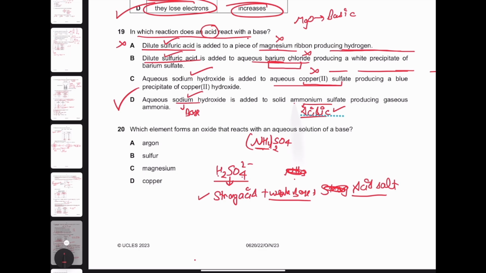The clarification is ammonium sulfate, since it is made from sulfuric acid, which is a strong acid, and it is made from ammonium, a weak base. So the salt is acidic, which is a strong acidic salt. That is why the answer is D.